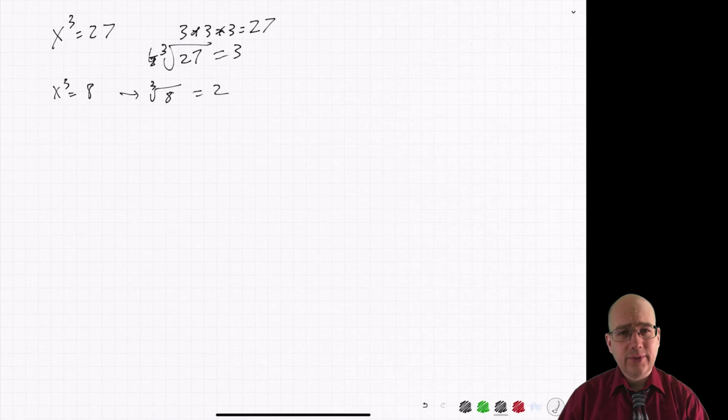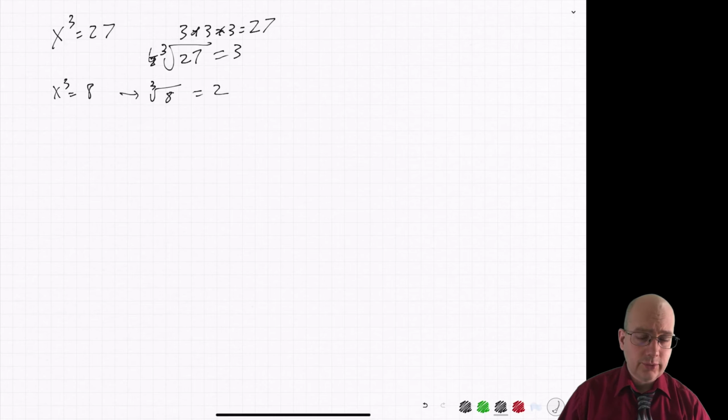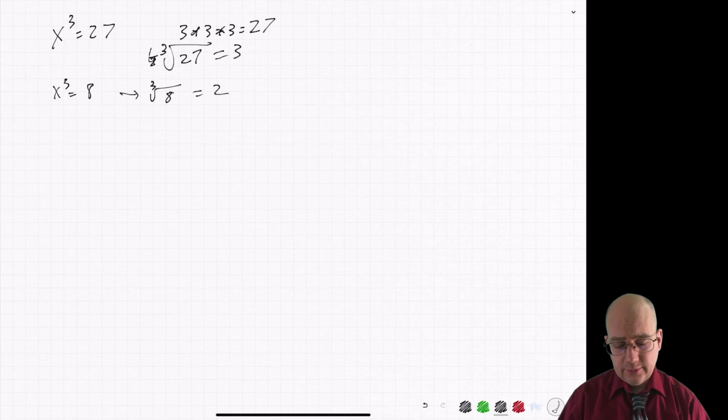A lot of the stuff is the same as with square roots, in the sense that the cube root of a product is the product of the cube roots. You can't break up sums, all that good stuff.